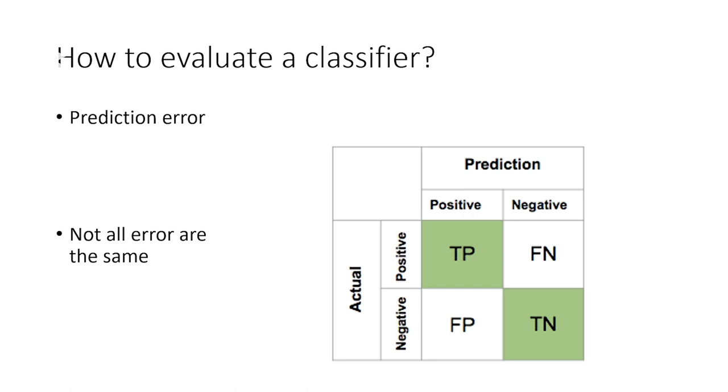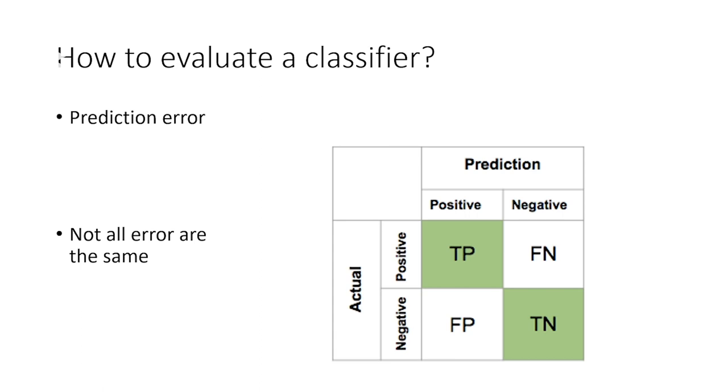This is a talk about prediction error. This is binary classification. Let's suppose there are positive and negative. True positive means that you said it's positive, and it really was positive. False negative means that the actual was positive and you said it was negative, so you falsely said that it's negative. And then false positive and true negative.